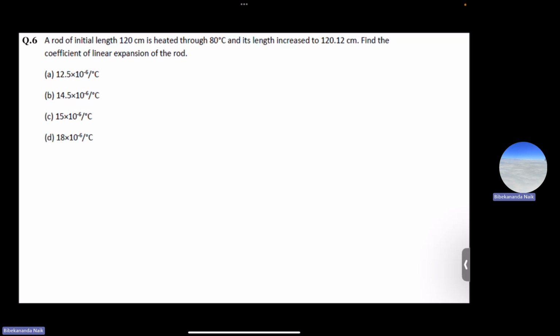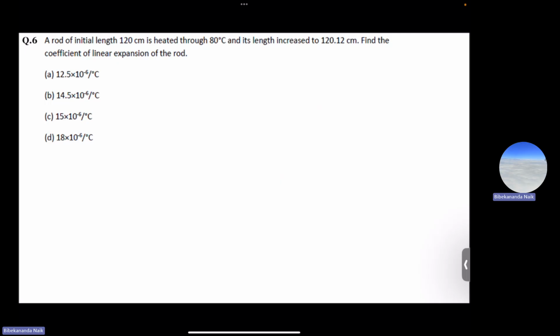Now let's move to question number 6. Question number 6 says a rod of initial length 120 centimeter is heated through 80 degrees Celsius and its length increased to 120.12 centimeter. Find the coefficient of linear expansion of the rod. Options are option A 12.5 into 10 to the power minus 6, option B 14.5 into 10 to the power minus 6, option C 15 into 10 to the power minus 6, option D 18 into 10 to the power minus 6. So these are the four options.